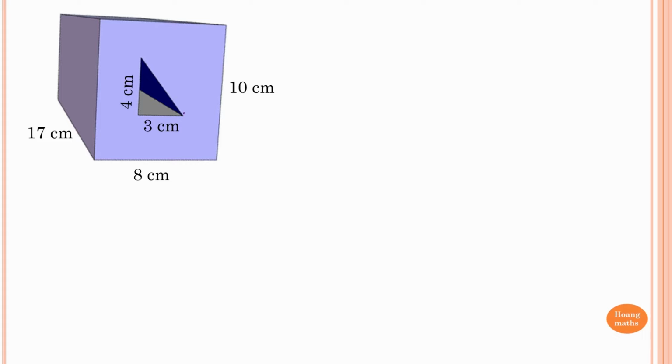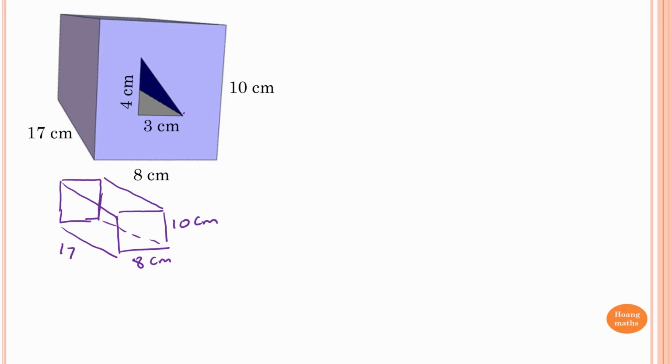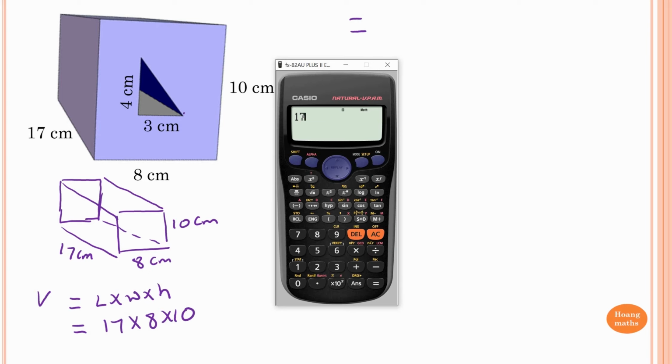For a rectangular prism, we have something like this. I just drew this out. So this is what it looks like for a rectangular prism. This is 8 centimeters, this is 10, and this is 17 centimeters. So volume of a rectangular prism, V equals length times width times height. So that is 17 times 8 times 10, or 10 times 8 times 17, doesn't really matter.